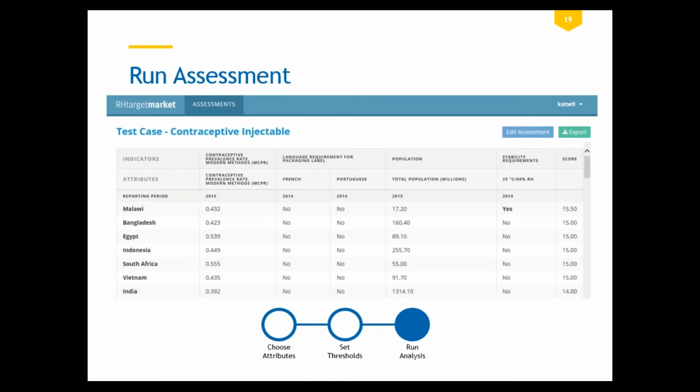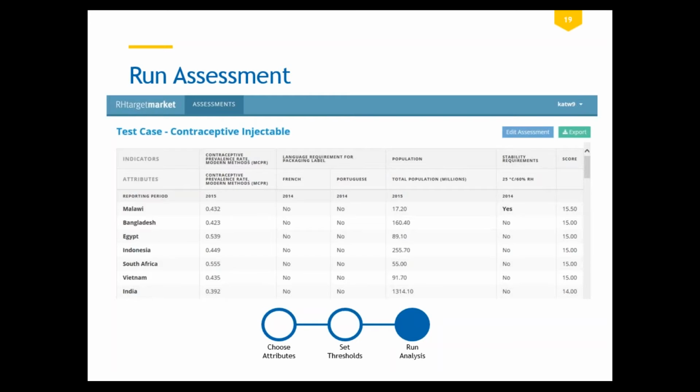And you'll see that you can either go back and edit the assessment. You can say, oh, now that I see this list, I might want to add in another particular indicator or attribute. And then when you look at the results, you can see which countries came out on top.